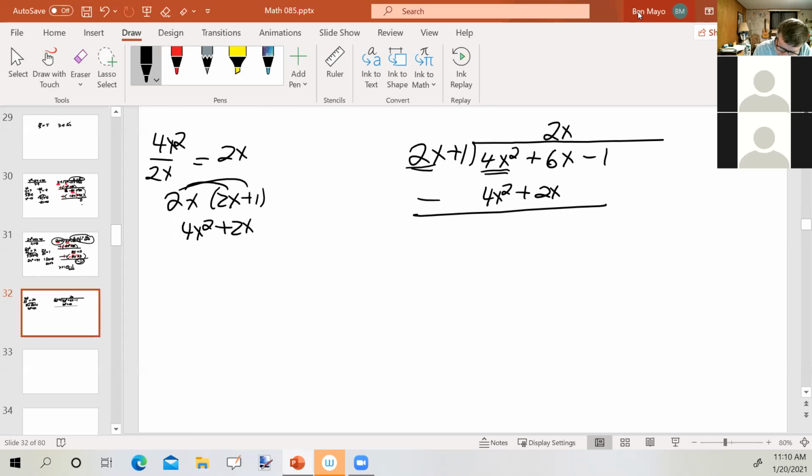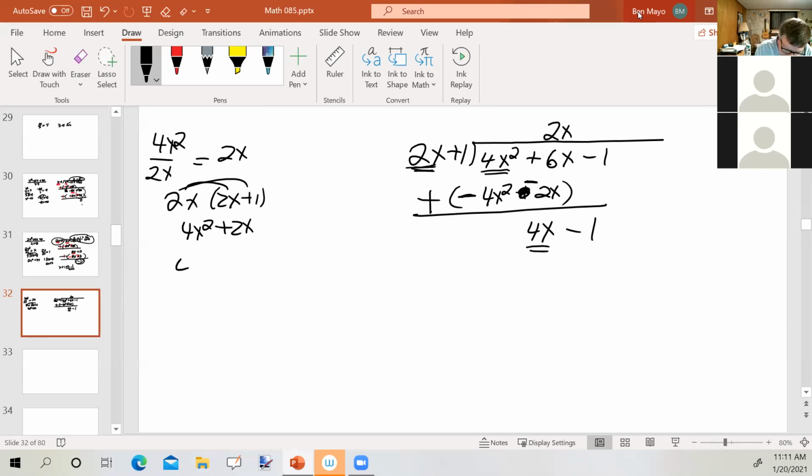We're going to subtract that quantity from what's up above. We're going to distribute the subtraction sign or change it into addition of the opposite. 4x squared plus negative 4x squared is 0. 6x plus negative 2x is 4x. Bring down the next term and start the process over.